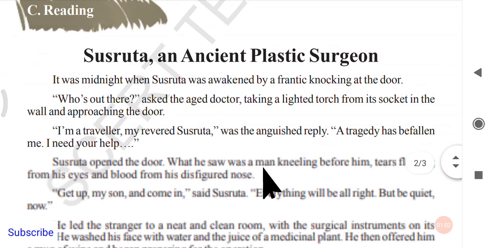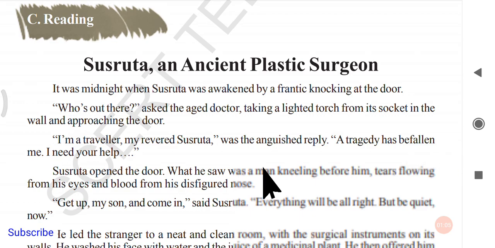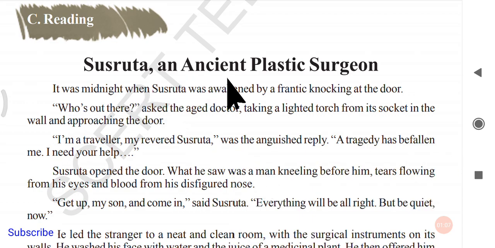Okay, so here, Reading C. Susrutha, an ancient plastic surgeon. Okay, so Susrutha is the name of a plastic surgeon in ancient period. So what do you understand by this title? Ancient time in the sense how many years back? 10 years back, 20 years back, 100 years back, 1000 years back? What do you mean by ancient? That you will see in the lesson.